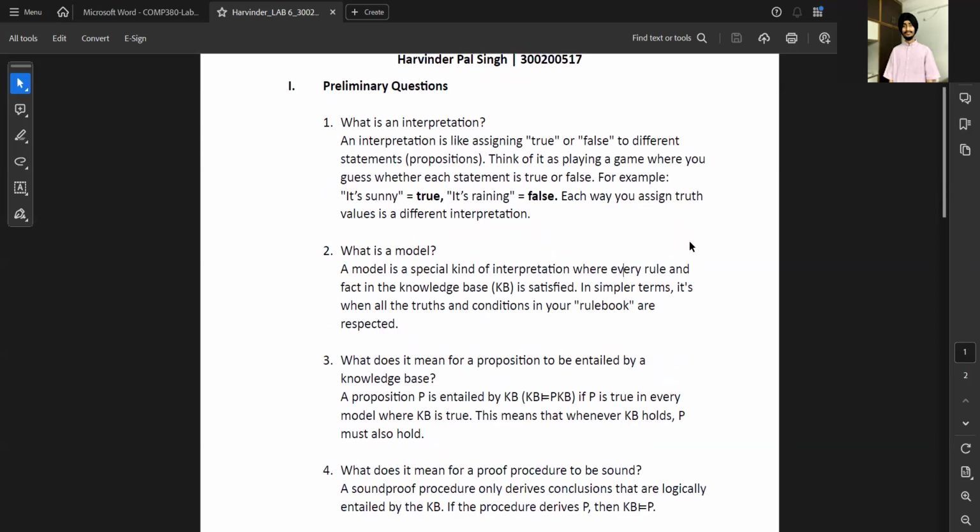So the first question is, what is an interpretation? An interpretation is like assigning a true or false to different statements or propositions. For example, if we are guessing the weather, like it's sunny today, that's true, it's raining is false. Each way you assign truth values is a different interpretation.